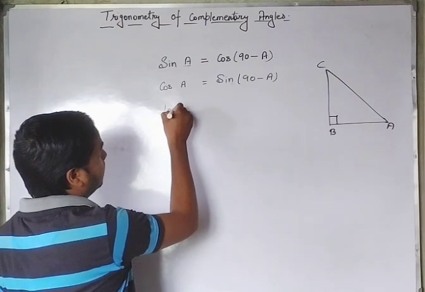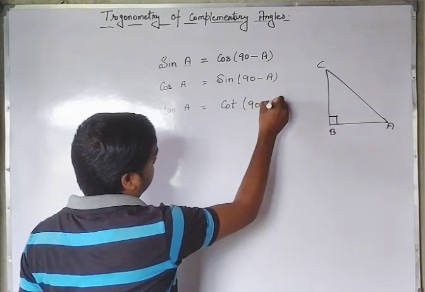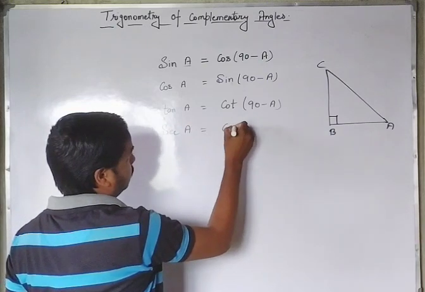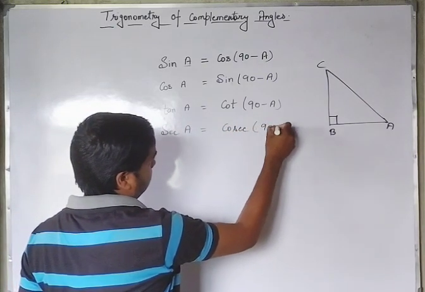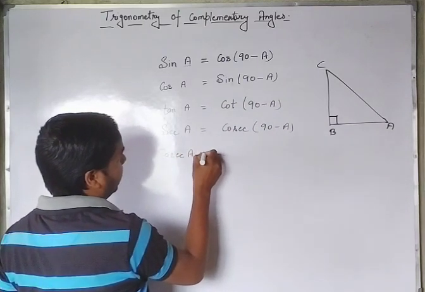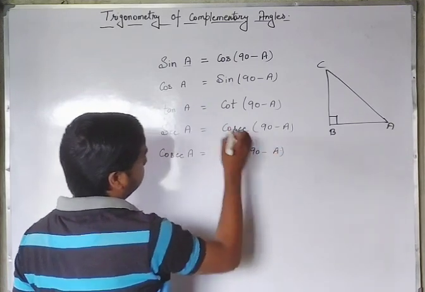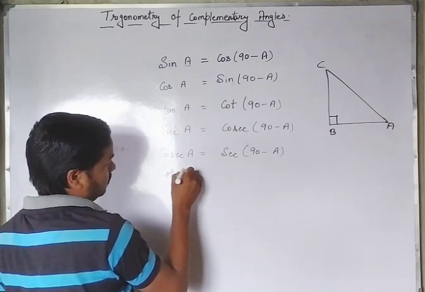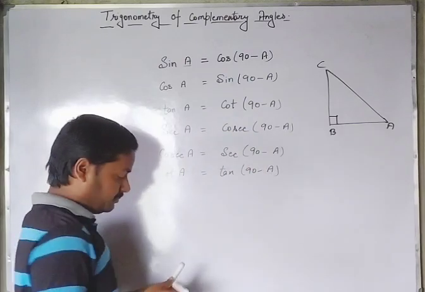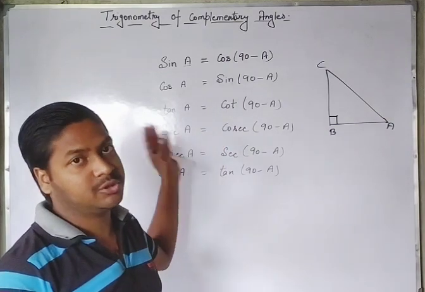In the same way, tan can be written in terms of cot. Sec can be written as cosec, and in the same way cosec can be written as sec, and the last one, cot, can be written as tan of 90 minus A. These are the 6 complementary angle formulas based on trigonometry.